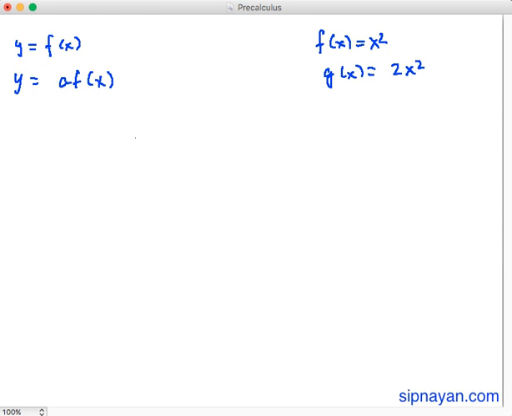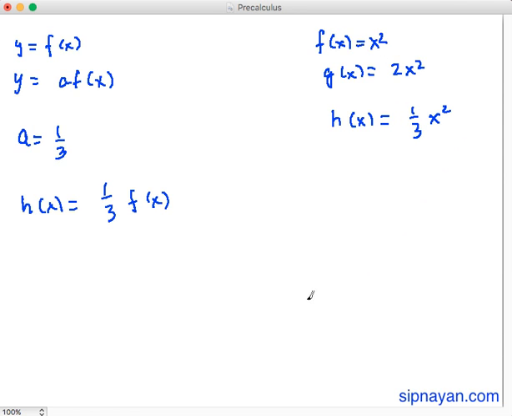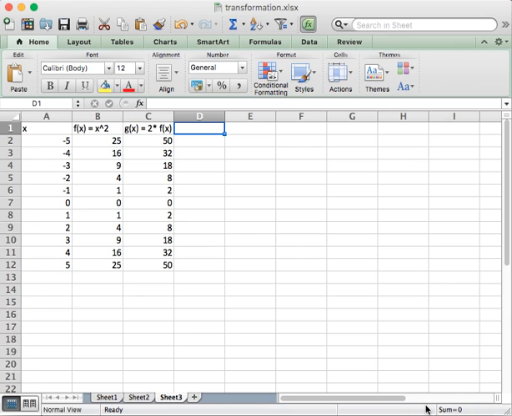Okay, so what if our a is 1/3? A equals 1/3. Suppose we have a function h of x. What is 1/3 of f of x? H of x equals 1/3 of f of x, and 1/3 of f of x is equal to 1/3 of x squared. So how is that on the graph? Or at least here in the table.